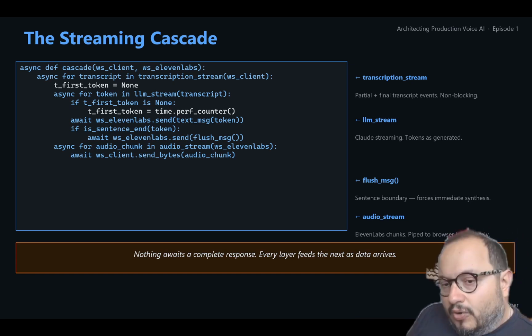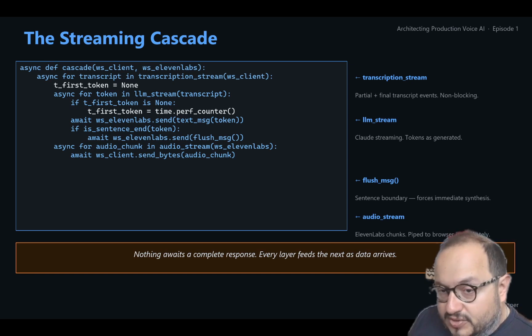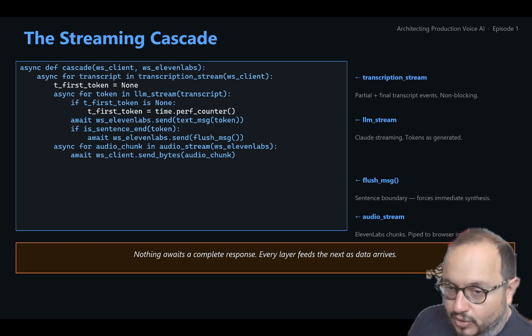The output of stage 3 is a stream of base 64 encoded audio chunks. We forward those to the browser over the client WebSocket. The browser decodes and places them in order. The entire pipeline is non-blocking. Nothing awaits a complete response. Everything flows.